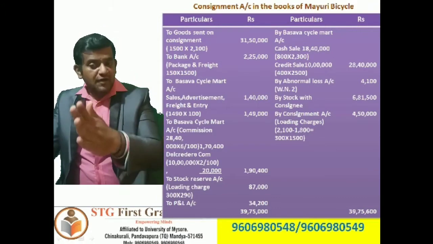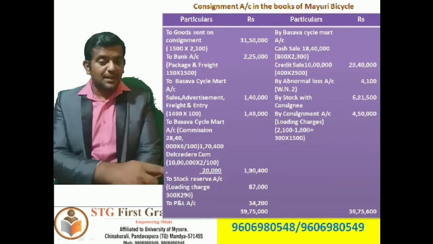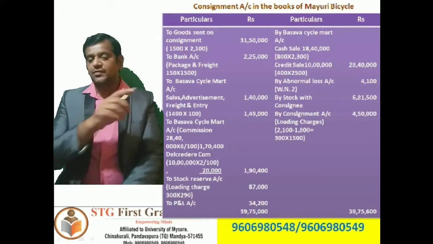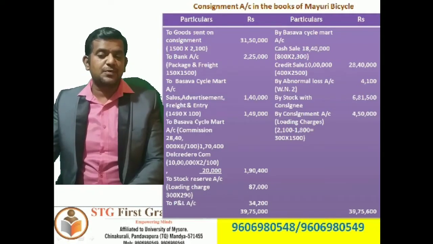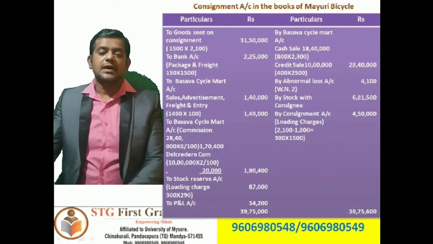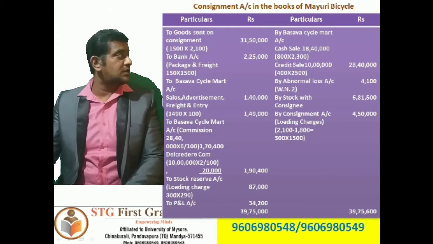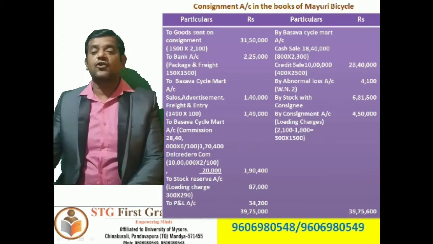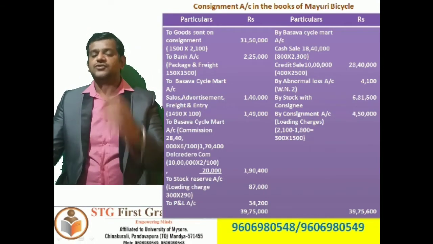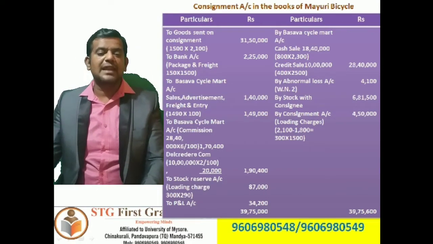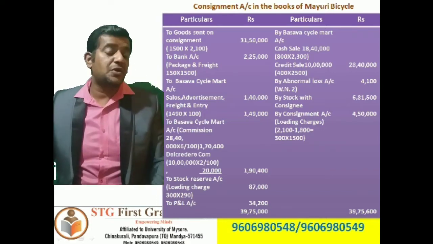Okay, so now let us come back to the debit column, to the commission point. To Basava Cycle Mart account, that is commission. So how much commission are we supposed to pay? We are supposed to pay 6% commission on total sales. So how much is the total sales? 28,40,000 into 6 divided by 100. So that amount comes to 1,70,400 rupees. That is 6% on total sales.